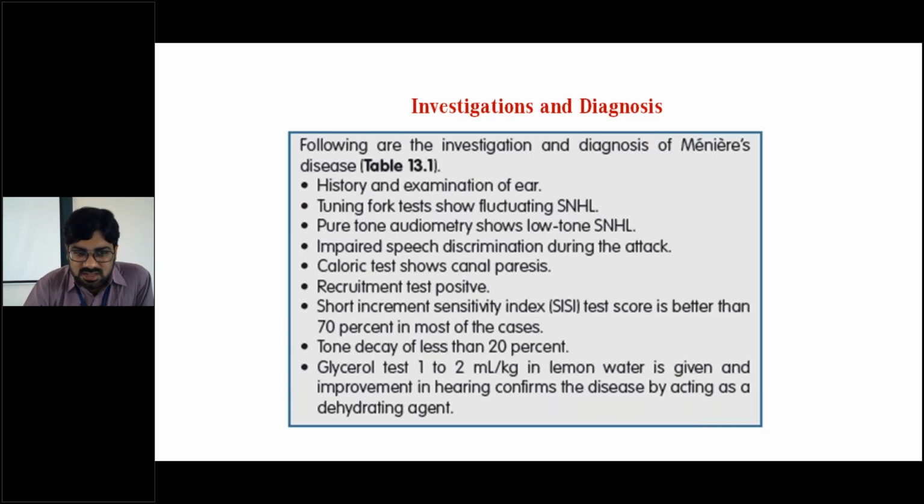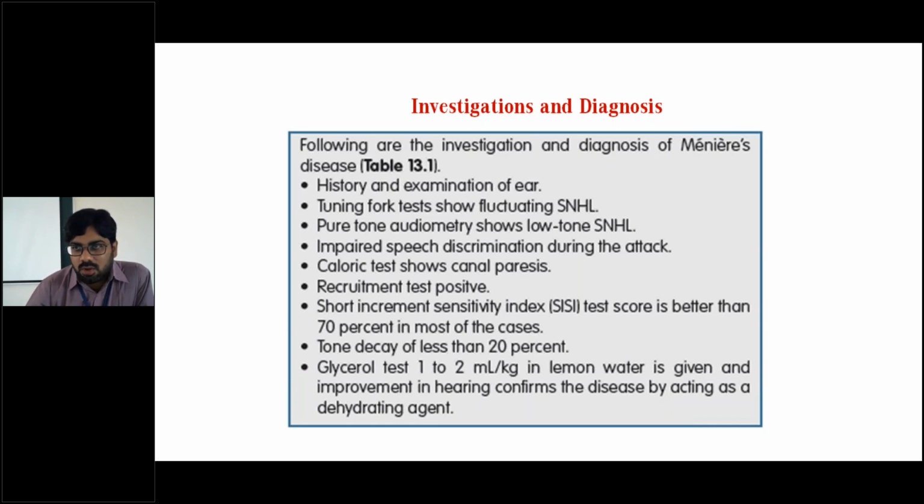So what are the investigations and diagnosis? We take a detailed history and we do the examination of the ear to rule out other external ear or middle ear conditions. Tuning fork test will show you the sensorineural hearing loss. Pure tone audiometry will show impaired speech discrimination. When there is impaired speech discrimination, that implies there is some problem in the inner ear.